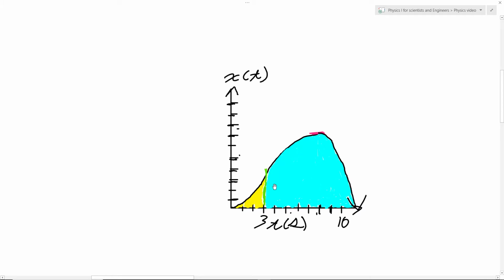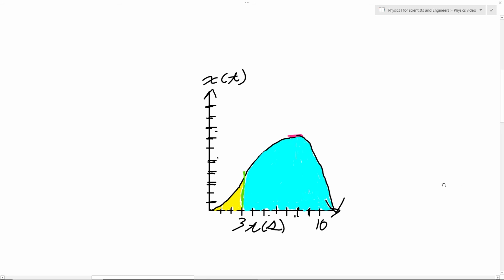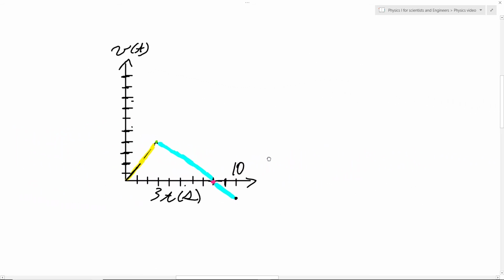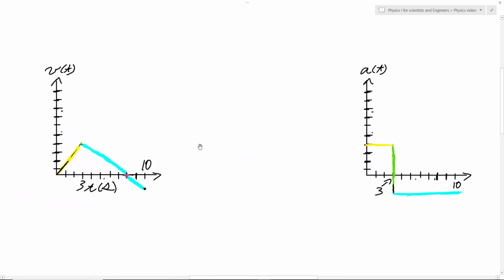And this will also be reflected in the acceleration graph, where 0 to 3 would be positive, and then you'll see a decrease into the negative region and then negative from 3 to 10. And this is what that would look like in the velocity and acceleration graphs.